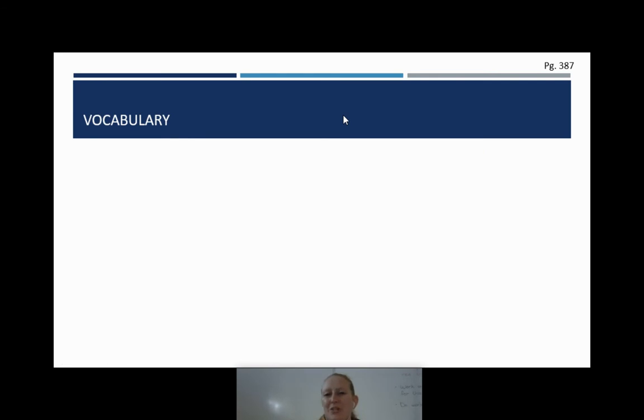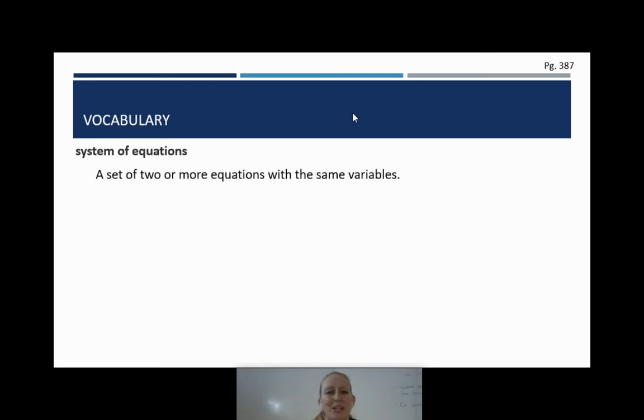But before we do, there is some vocabulary. So I keep using the word system of equations. I keep using that phrase. Maybe we should define it. So when we're talking about a system of equations, it's just a set of 2 or more equations with the same variables. So like we had x's, we had y's. They had the same variables. Awesome. And so it's a system of equations.